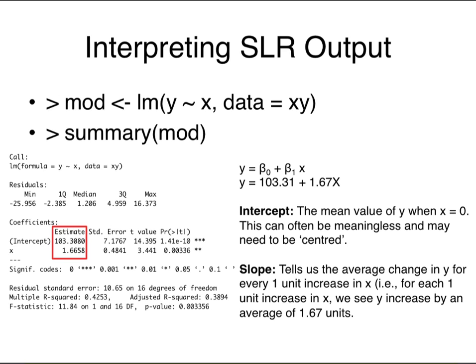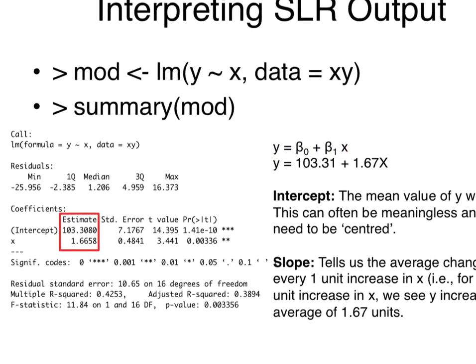So now we'll go over how to interpret simple linear regression output. The code for conducting simple linear regression in R is shown at the top, and the regression equation is shown on the top right. You can see that y for a given x equals the intercept plus the slope times a given value of x, as we've discussed.